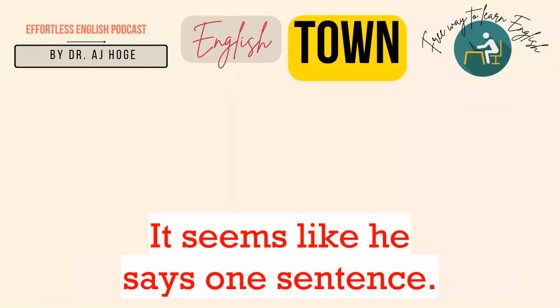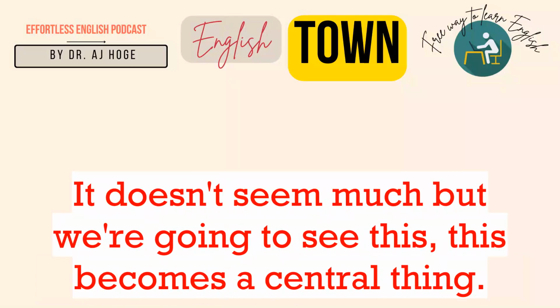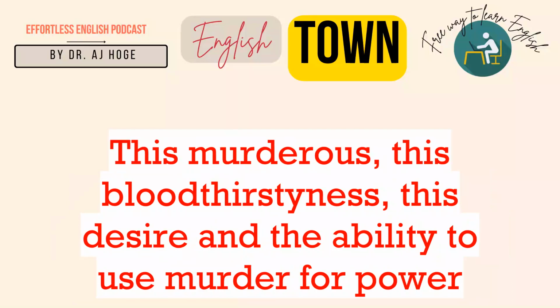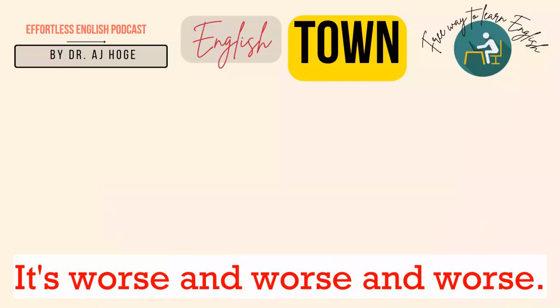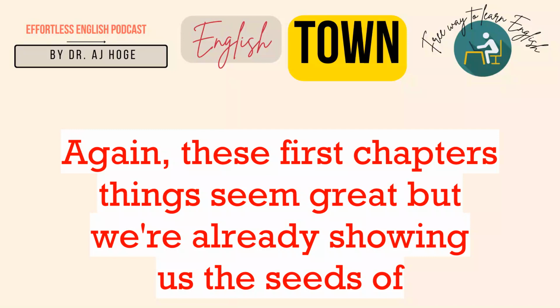It seems like he says one sentence. It doesn't seem much, but we're going to see this becomes a central thing. This bloodthirstiness, this desire, and the ability to use murder for power is something we're going to see get worse and worse and worse. And again, in these first chapters, things seem great, but Orwell's already showing us the seeds of evil.